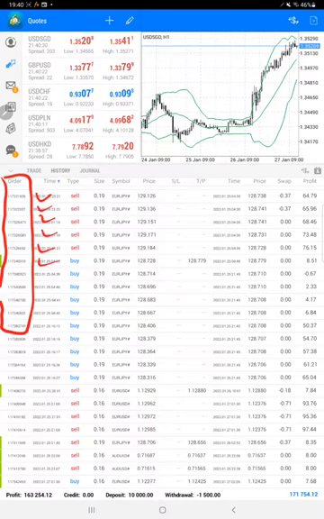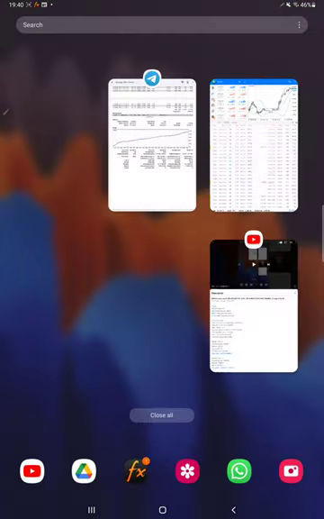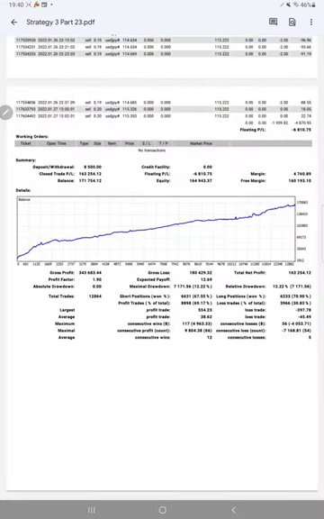The current profit is $163,000 right now. Here is the current balance, which is $171,000 right now. We'll see the trading account statistics with the statement.